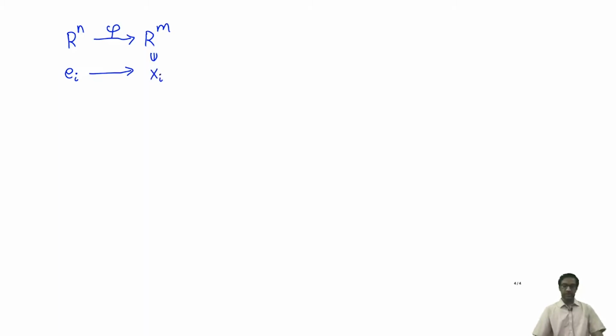So I need to specify an element xi in Rm, but Rm, remember, itself is again a free module. So any element of Rm can be uniquely written as a linear combination of its basis elements, right? So let me give the basis elements of Rm a name. Let me call them fj's now. So what is fj? This is 0 0 0 1 in the jth place. So I am thinking of it as an element of the free module Rm. So observe that f1, f2, up to fm form a basis for Rm, if you wish.